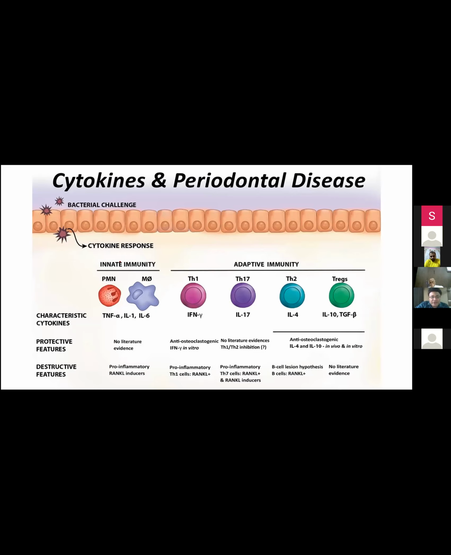Then again, you can divide innate immunity into two parts. One is the polymorphonuclear cells and the macrophages. And adaptive immunity you can divide into cell-mediated and humoral immunity. Okay, so cell-mediated immunity is T cells, and humoral immunity is B cells. B cells give rise to immunoglobulins. If you go back to the classical literature, we know that gingivitis is a T cell lesion and periodontitis is a B cell lesion. Okay, so we have to look at them separately.